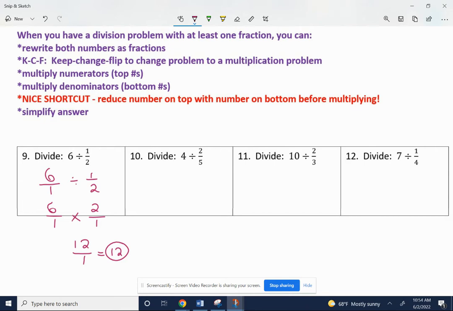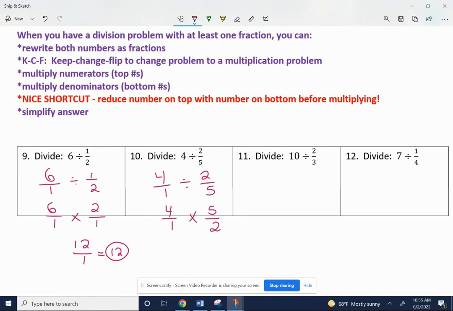Okay, 4 divided by 2/5. I will do this one together because I'll show you the shortcut on this. 4 divided by 2/5. Change 4 to a fraction, 4 over 1. Rewrite it that way as 4 over 1 divided by 2/5. Now make this into a multiplication problem. KCF, keep, change, flip. Copy the first fraction, change divide to multiply, flip over the second fraction. So we have 4 over 1 times 5 over 2.